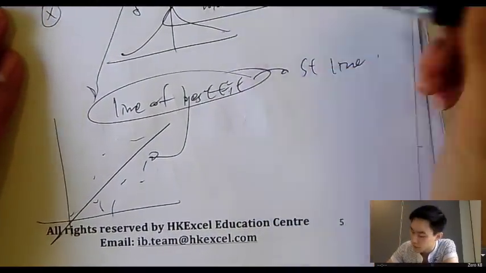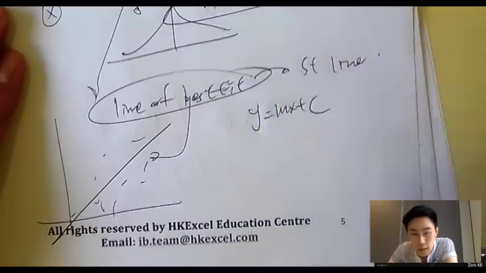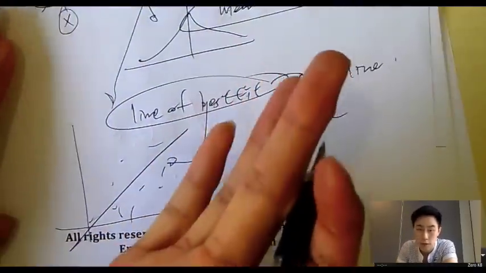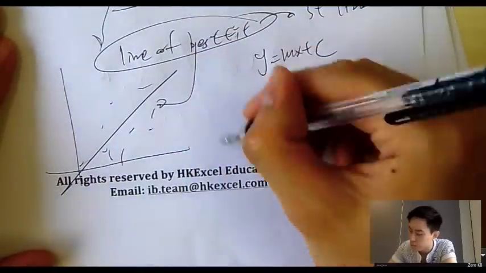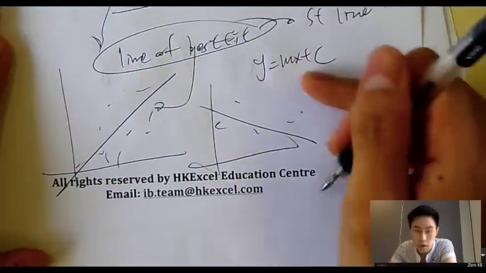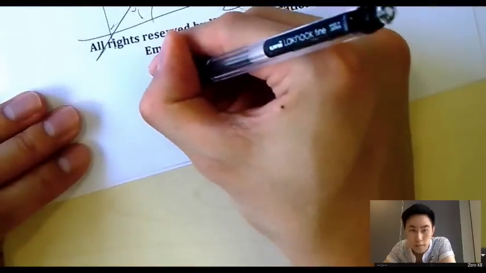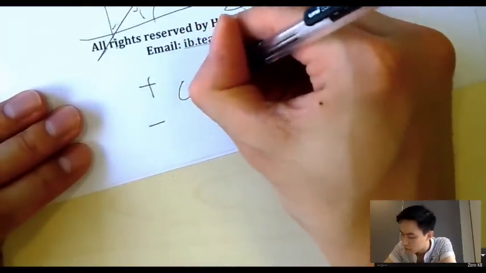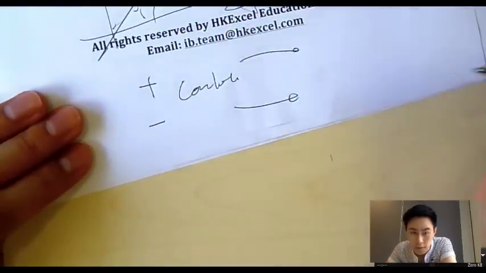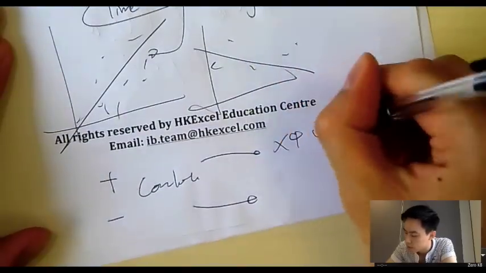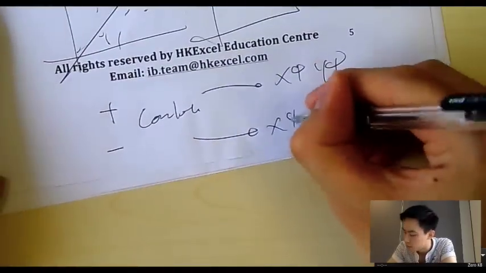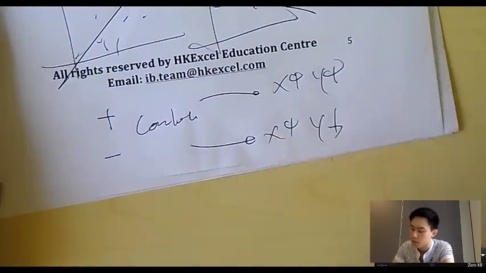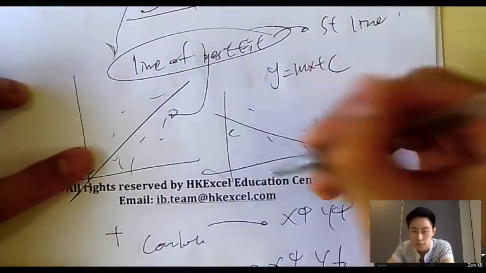So a straight line, then you can always use y equals mx plus c to describe the regression line. It can be going up, it can be going down. So basically you have positive and negative correlation. You may be asked to explain what it means. For positive correlation, it means when x increases, y increases. For negative, x increases, y decreases, so opposite direction.